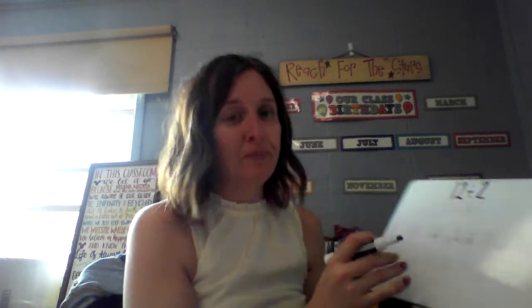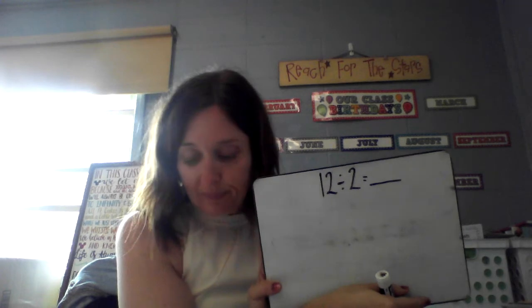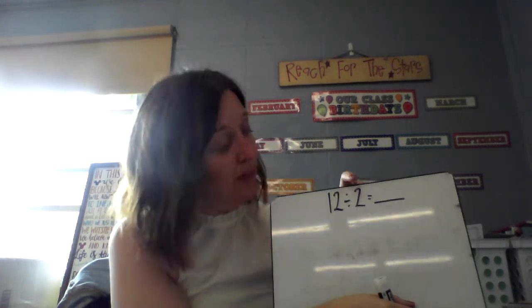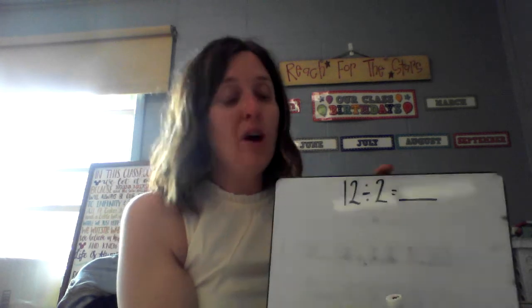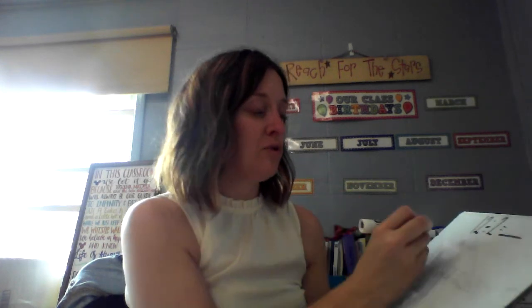What if we didn't have the answer? What if we had a problem like 12 divided by 2, and we need to find the unknown. Now, this number is going to be our total. This number is going to be the number of groups. And our unknown, or our quotient today, is how many are in each group. So I'm going to draw my whole.